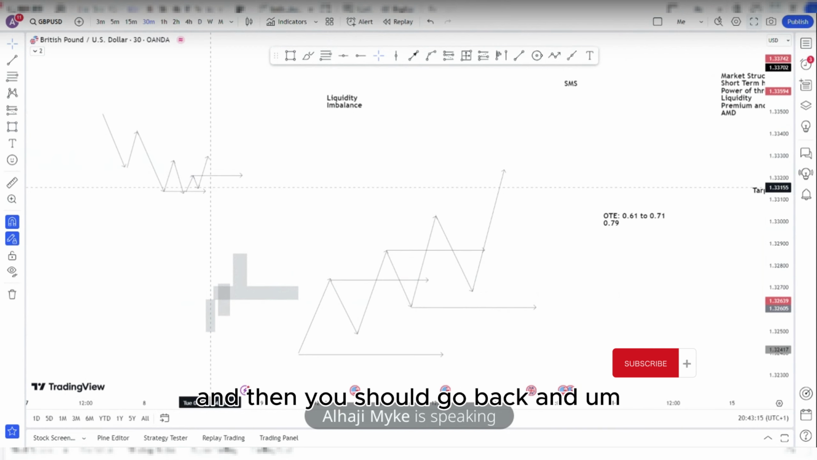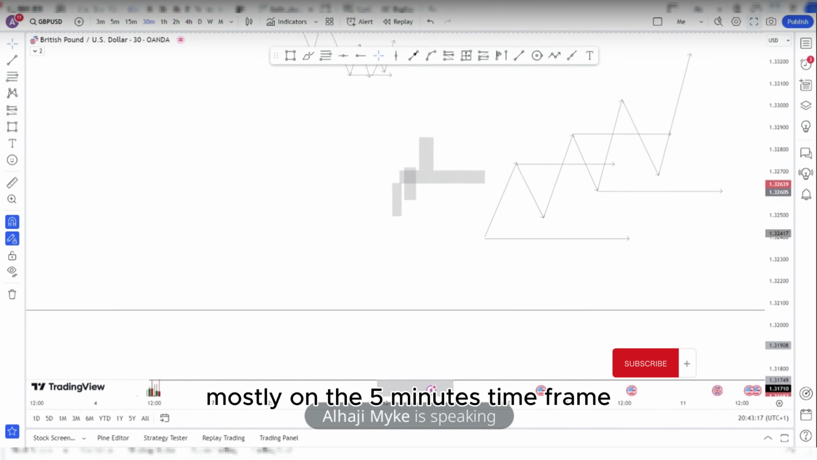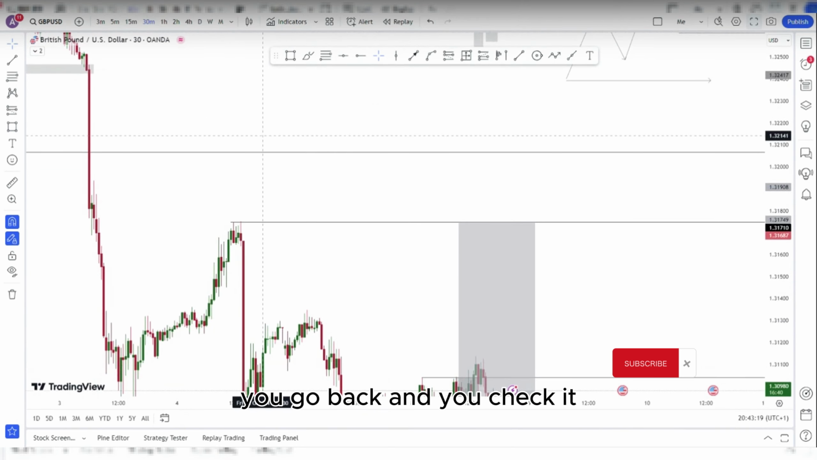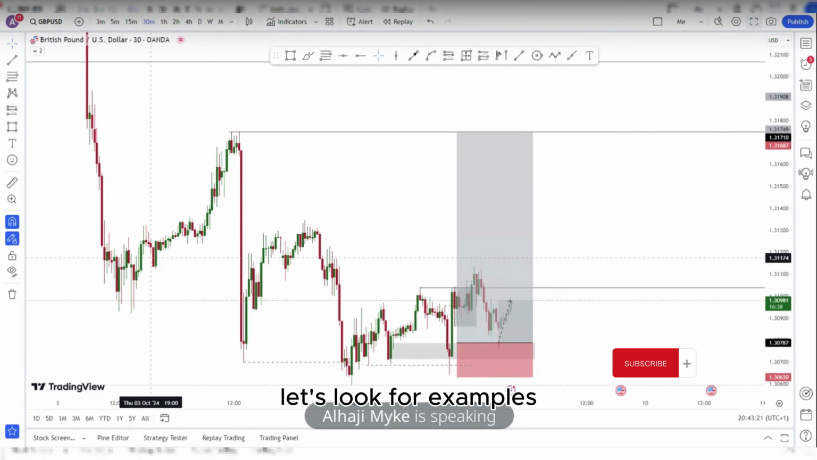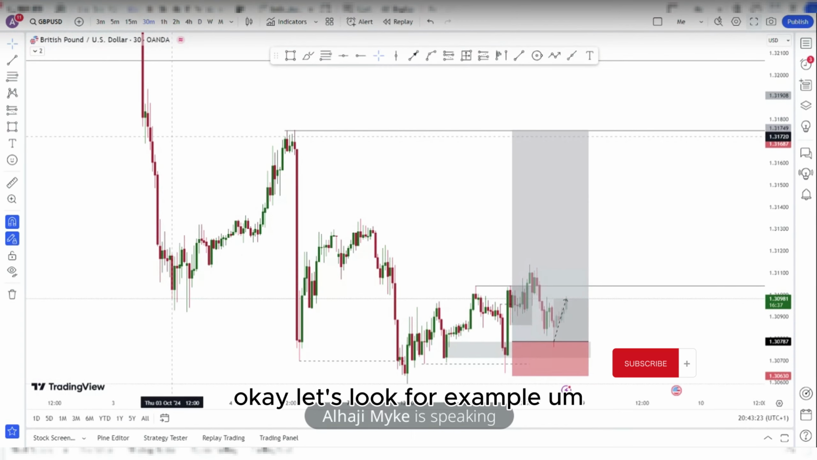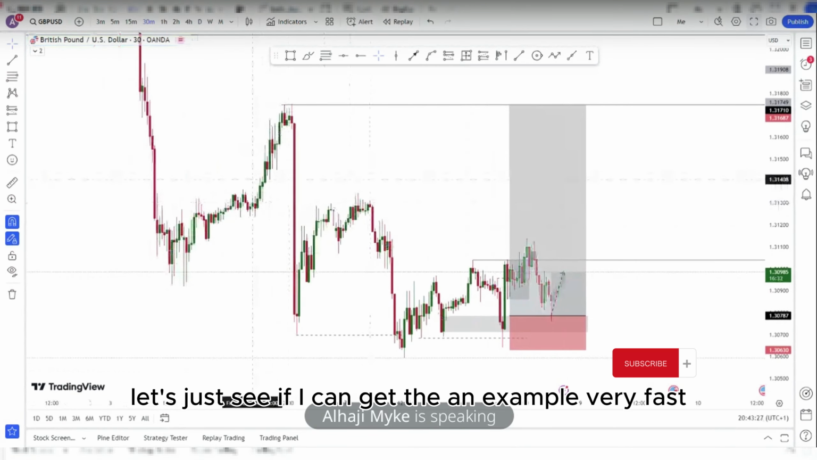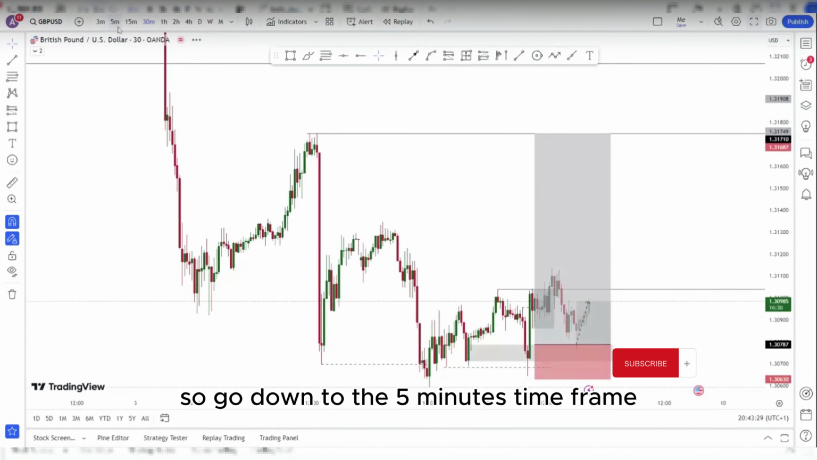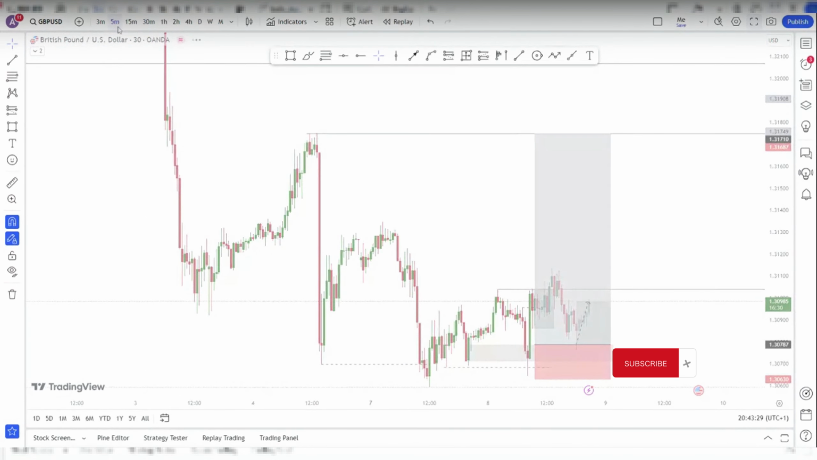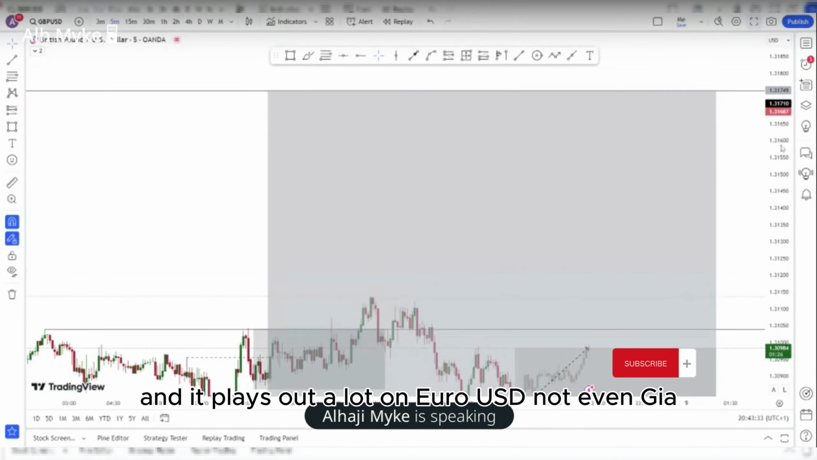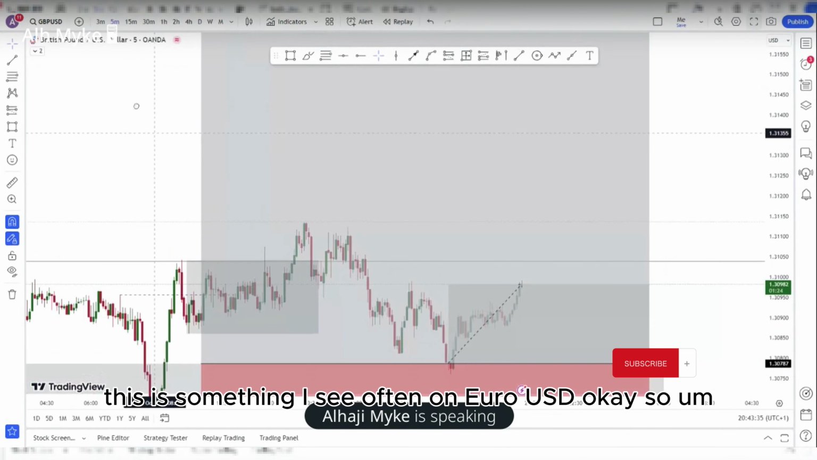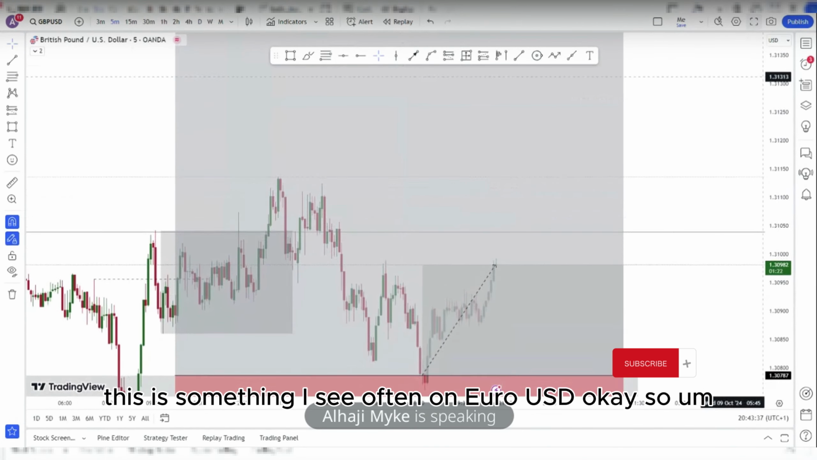And if you should go back and check, because this is something I use mostly in the 5 minutes time frame, you go back and you check it on the 5 minutes time frame. Let's look for an example. Let's just see if we can get an example very fast. So go down to the 5 minutes time frame. And it plays out a lot on Euro USD, not even GBP. This is something I see often on Euro USD.